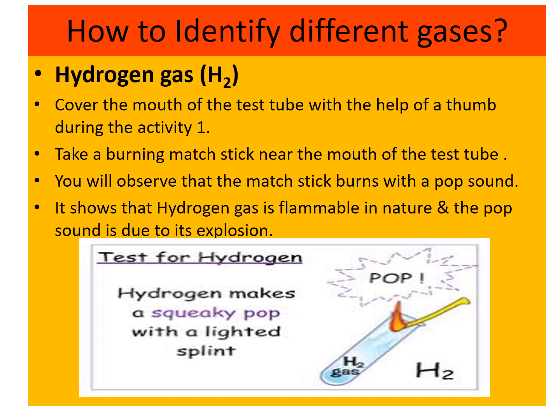Cover the mouth of the test tube with a thumb so that the hydrogen gas which is produced is not released into the atmosphere. It does not escape from the test tube. And take a burning matchstick or a candle near the mouth of the test tube. If the candle or the matchstick burns with a pop sound, that means hydrogen gas is present over there. The burning shows that hydrogen gas is flammable in nature, and the pop sound is due to the explosion of the hydrogen gas.